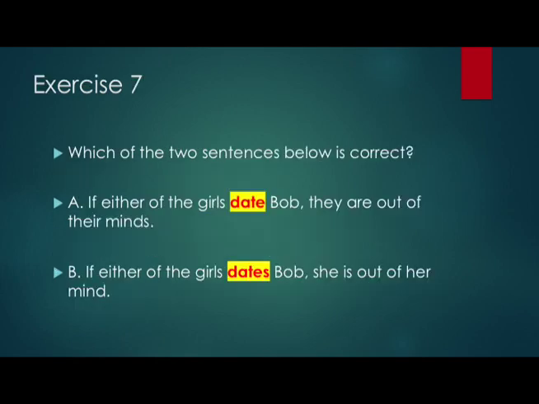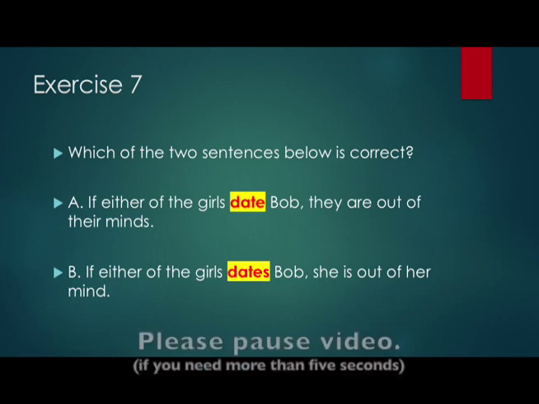Exercise 7. So, which of the two sentences below is correct? A, if either of the girls date Bob, they are out of their minds. Or B, if either of the girls dates Bob, she is out of her mind.